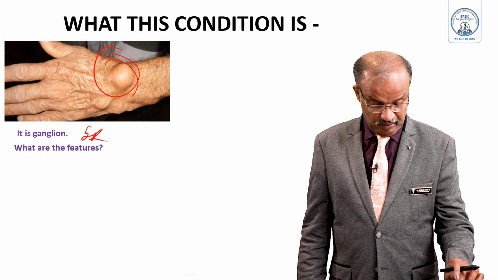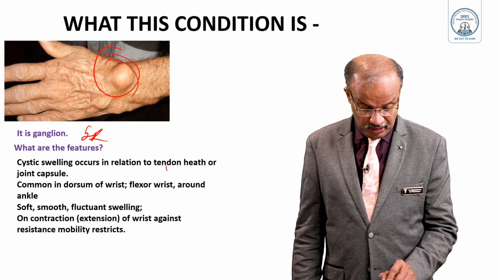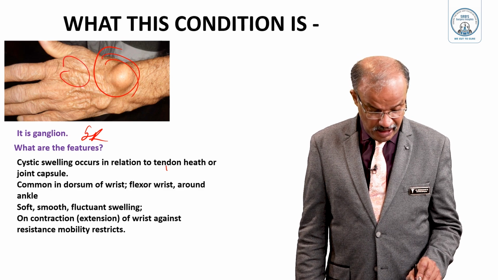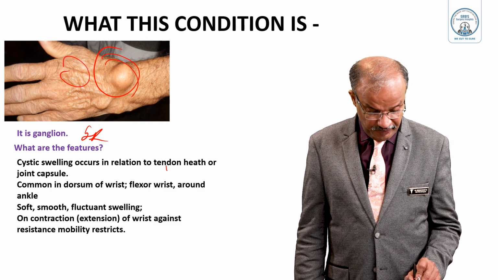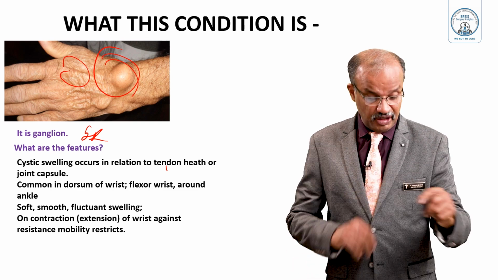And what are the features? Cystic swelling occurring within a tendon sheath or joint capsule, which is very important. Common on the dorsum of the wrist, flexor aspect, and around the ankle. Soft, smooth, fluctuant swelling. On contraction of the wrist against resistance, mobility restricts.